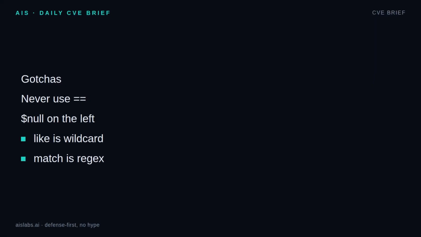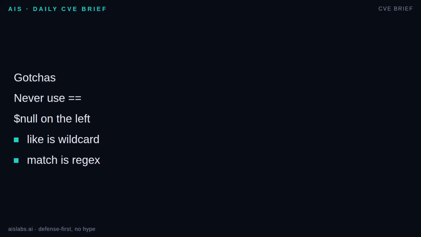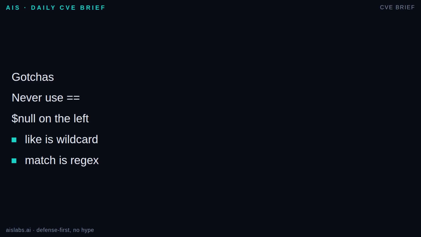Four things still bite admins. First, double equals is not the PowerShell comparison operator. Use -EQ. Second, put $null on the left: $null -EQ $result. If $result is an array, $result -EQ $null can return matching elements instead of a clean true or false, and your if statement may surprise you.